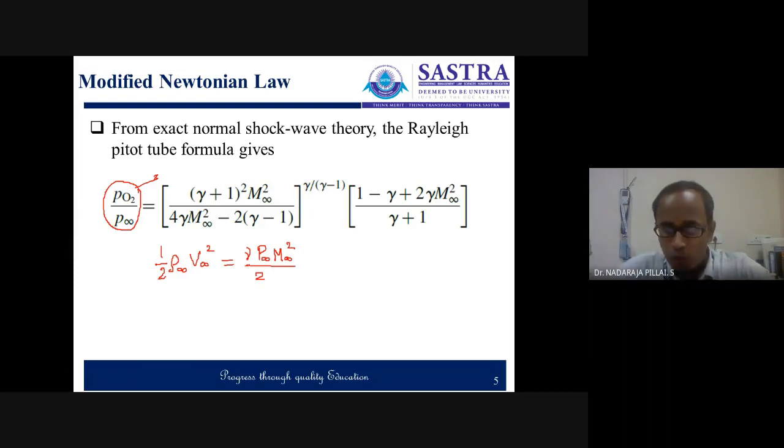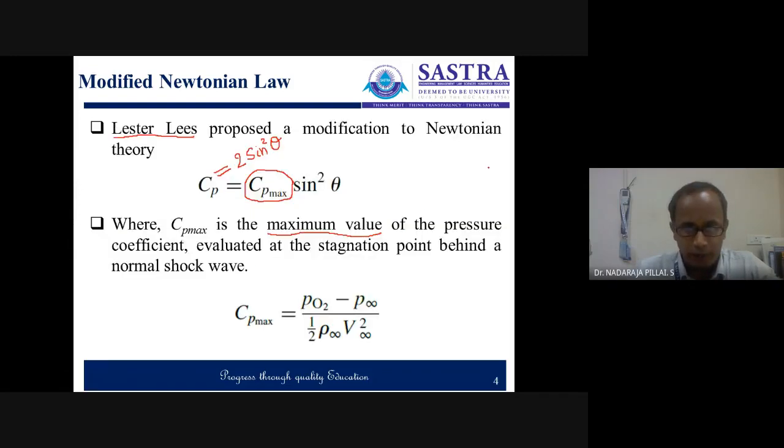Now let us say the Cp max. We already know the Cp max, that is P naught 2 minus P infinity by half rho infinity V infinity square. Now let us consider this Cp max.